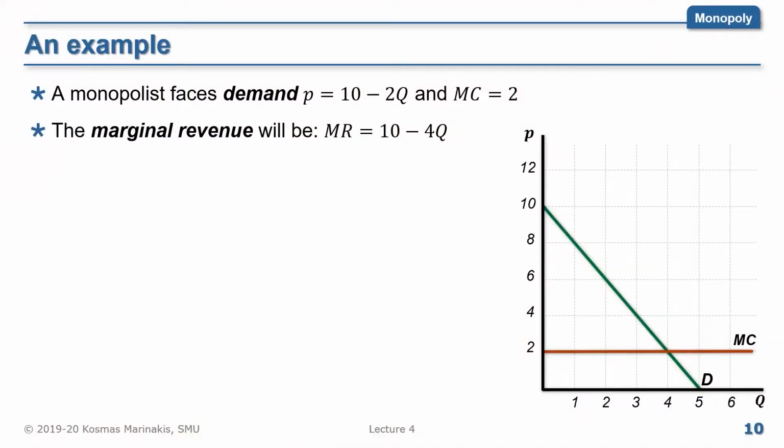All right, so we have 10 minus 4Q, which is the marginal revenue there. So this means that I will start from 10 and I will go down 4 units for each Q. This means that there you go, it hits at 2.5 exactly in the middle.